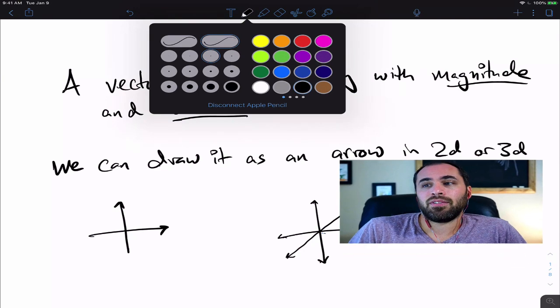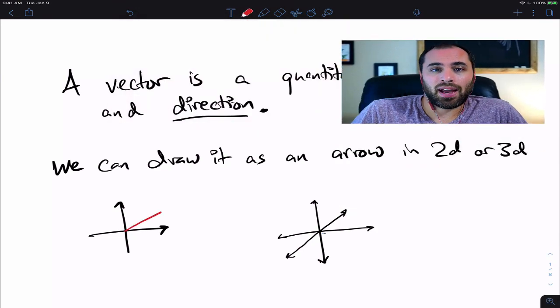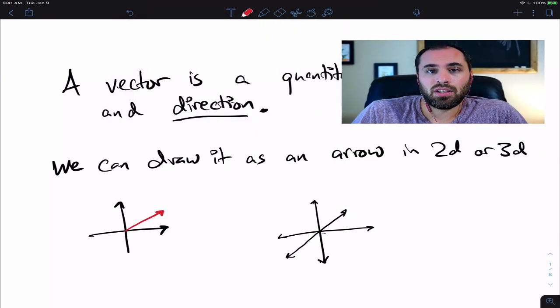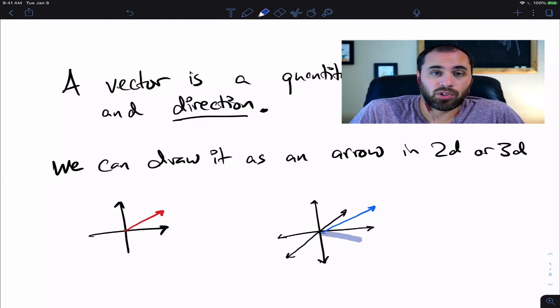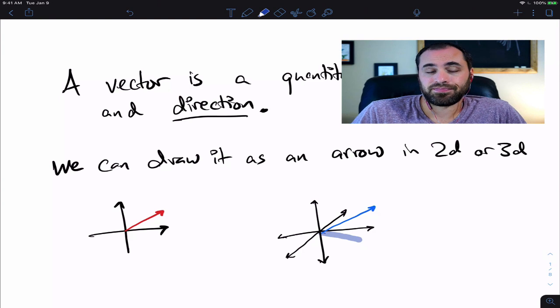So let's start with the definition. I want you to remember that a vector is a quantity with a magnitude and a direction. So we can draw these as arrows, either in 2D or in 3D. So we didn't do that on the worksheet.